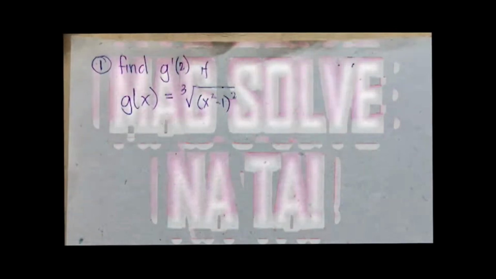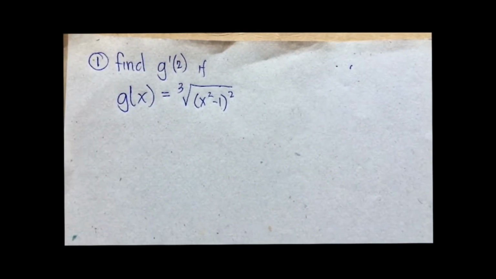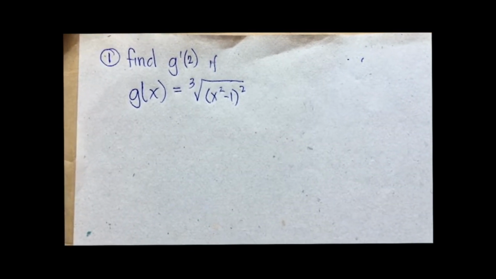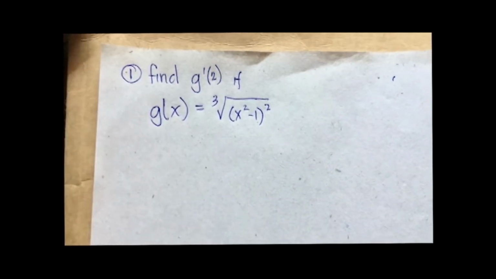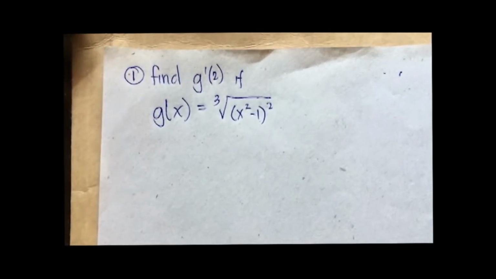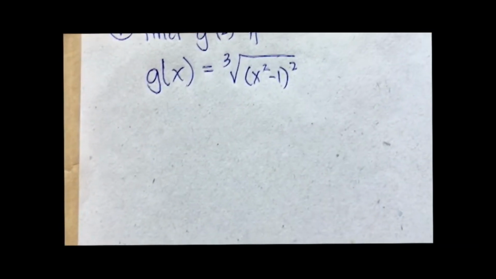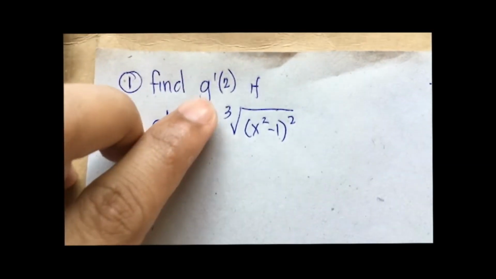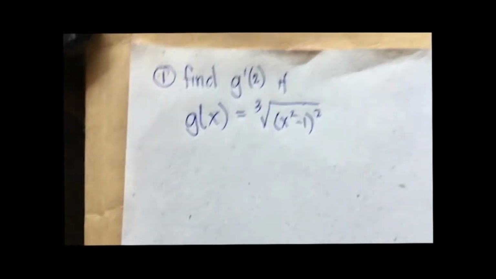Mag-solve na tayo! So let's have our first example. Our first example with a given of g of x is equal to cube root of x squared minus 1 squared. So you are going to find the g prime 2. So to get the value of g prime 2, you are going to get the derivative of the given function. After getting the derivative of the given function, substitute the value of your x, and the value of our x is 2. Okay? So after getting the derivative, i-substitute yung x na 2, then you will now have the value of g prime 2.